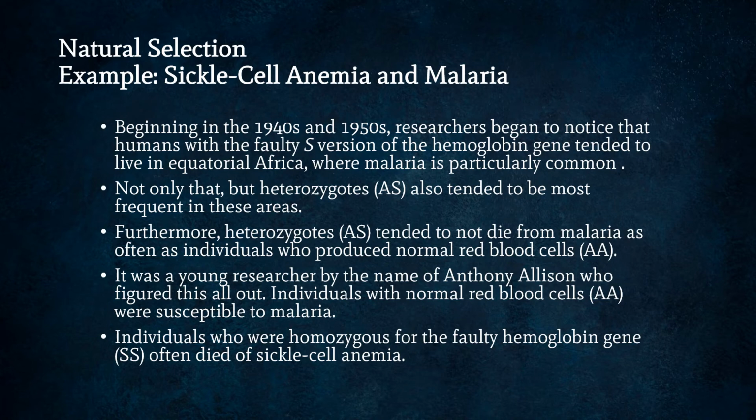And let's go back to the story here. Beginning in the 1940s and 1950s, researchers began to notice that humans with the faulty S version of the hemoglobin gene tended to live in equatorial Africa, where malaria is also common. Not only that, but people with the heterozygous version, AS, also tended to be most frequent in those areas. What happens is those individuals tend to not die from malaria as often as individuals who produce normal red blood cells. It was a young researcher by the name of Anthony Allison who figured this all out. He figured out that individuals with normal red blood cells were susceptible to malaria. Individuals who were homozygous for the faulty hemoglobin gene often died of sickle cell anemia.